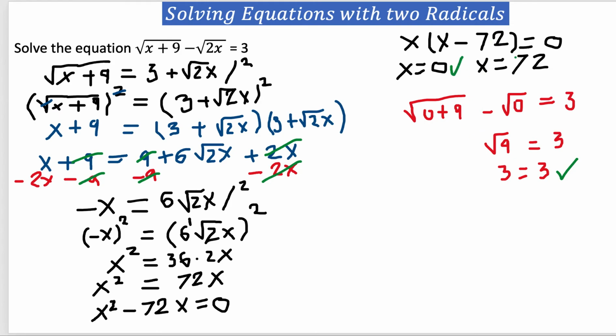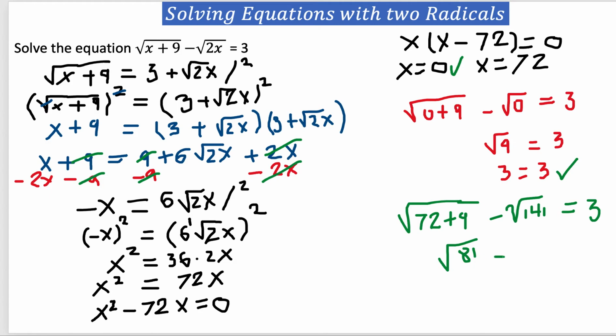But now we look at 72. If we check 72, instead of the x, I'm plugging in 72. And it's 72 plus 9, plus 9. Here is a minus 2 times the square root of 2 times 72. 2 times 72 is 141, is equal to 3. And now we are looking here. 72 plus 9 is 81.